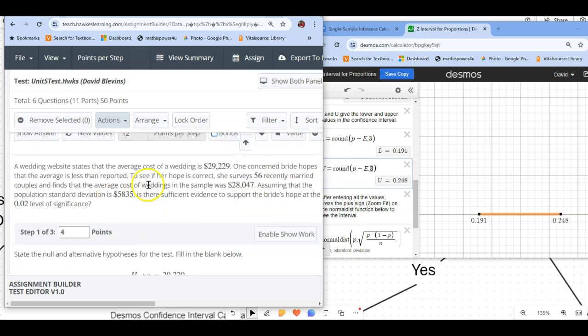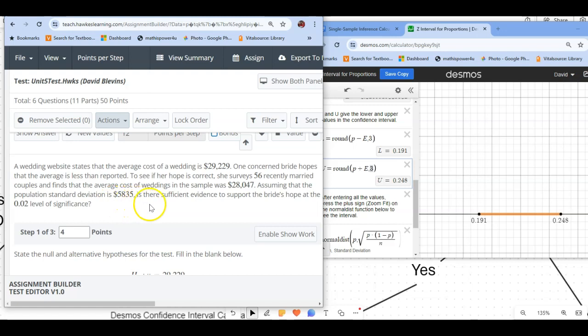Alright, now here is a question that's saying that the average cost of the wedding is this. One concerned bride hopes the average is less than what's reported. She surveys 56 recently married couples. The average cost was this amount. Assuming the population standard deviation is this, is there evidence to support the bride's claim at the level of significance? So there's that phrase, level of significance, okay?